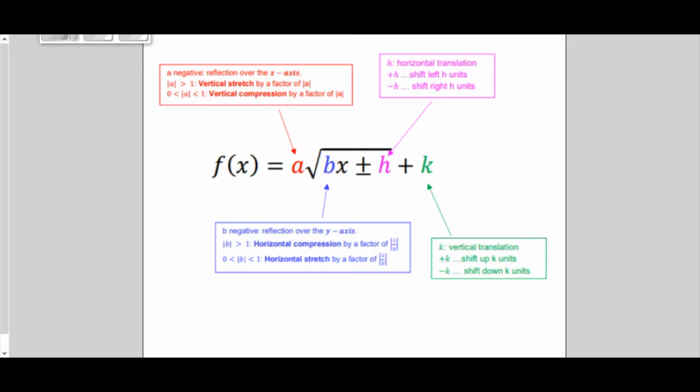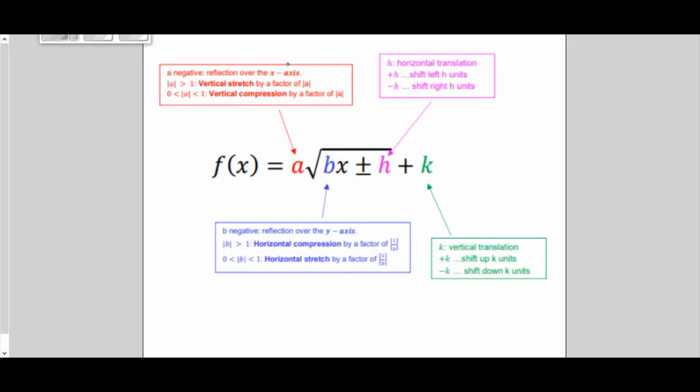A is a vertical stretch or compression. If A is negative, it reflects the graph over the x-axis, meaning it flips your graph upside down. B is a horizontal compression or horizontal stretch. This reflects your graph over the y-axis.